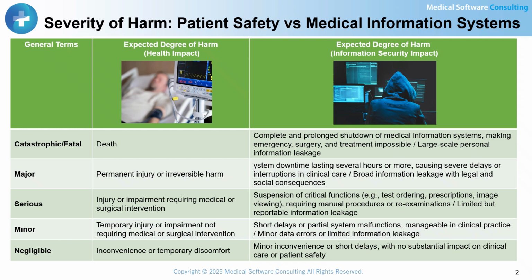Next, let's look at how to evaluate the severity of harm from two perspectives: patient safety and medical information systems. First, under ISO 14971 risk management, severity is assessed based on patient health impact. Typical categories include death, permanent injury, temporary injury, or discomfort. This axis is mandatory for regulatory compliance.